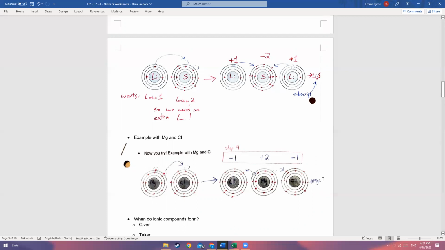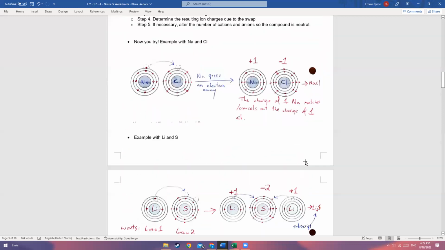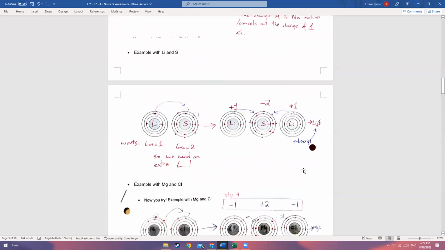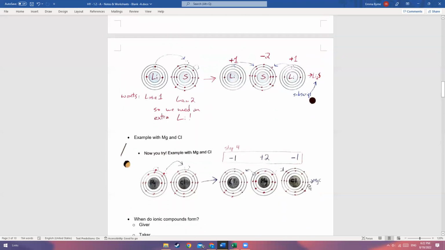So this is actually a little cut off here, but you would actually have 2 chlorine atoms. So you'd have a subscript of 2 in your end compound, taking into consideration step 5 up here. It would be magnesium chloride, but with 2 chlorines here.